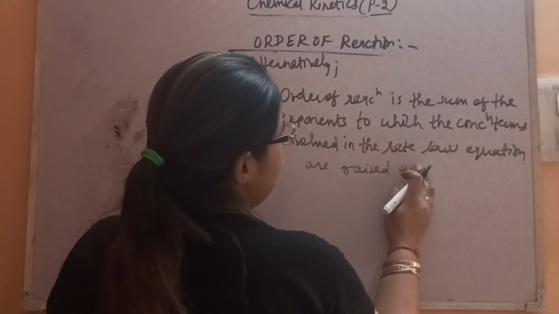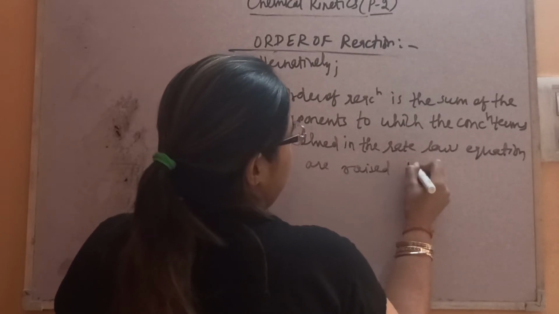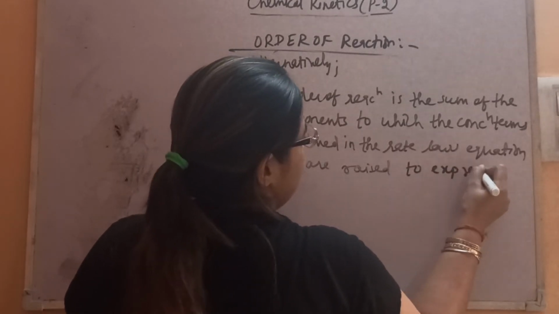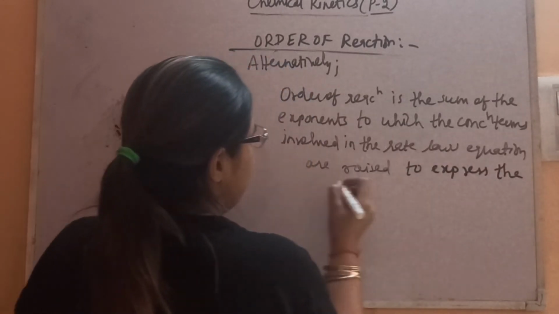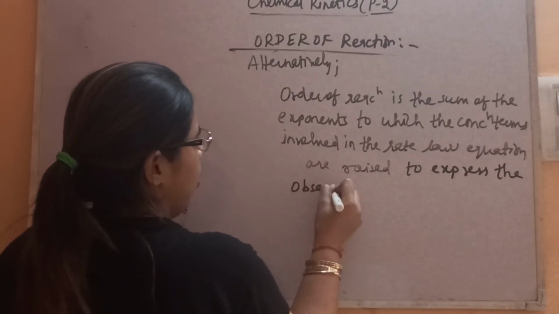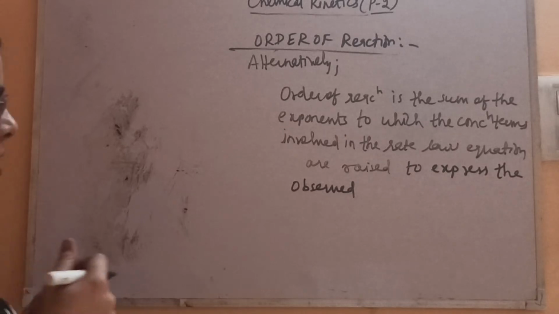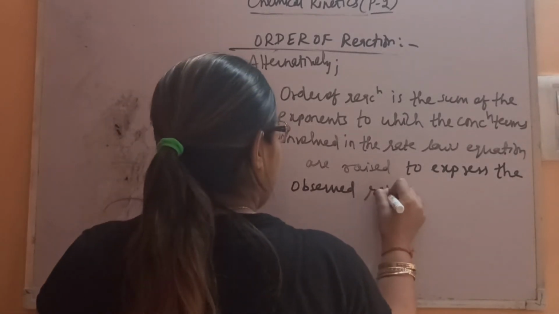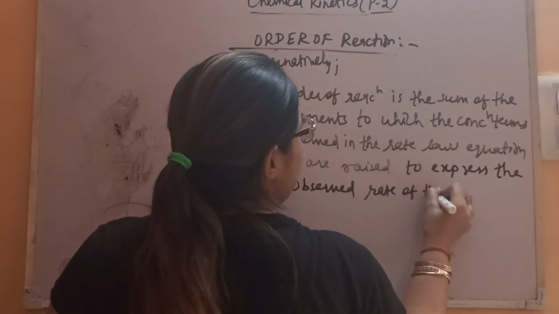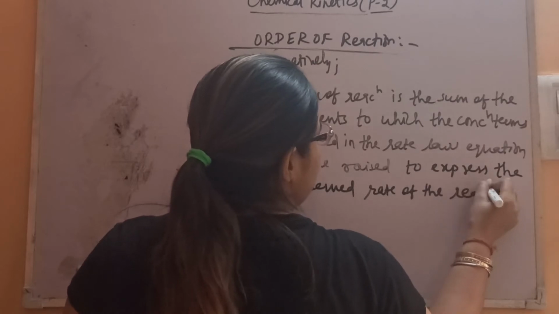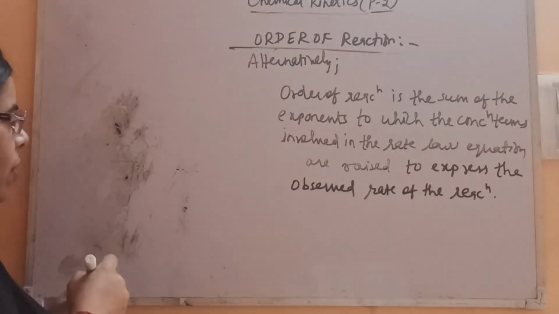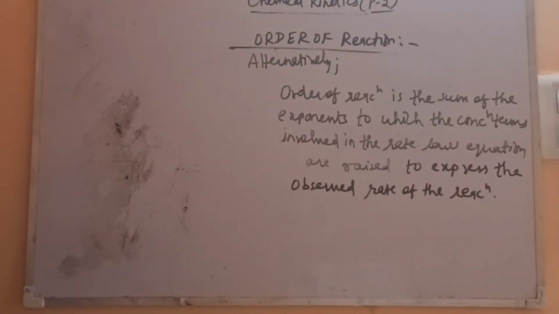Are raised to express the observed rate of the reaction. That is the experimental one. So any one definition you can write for order of the reaction. Fine.